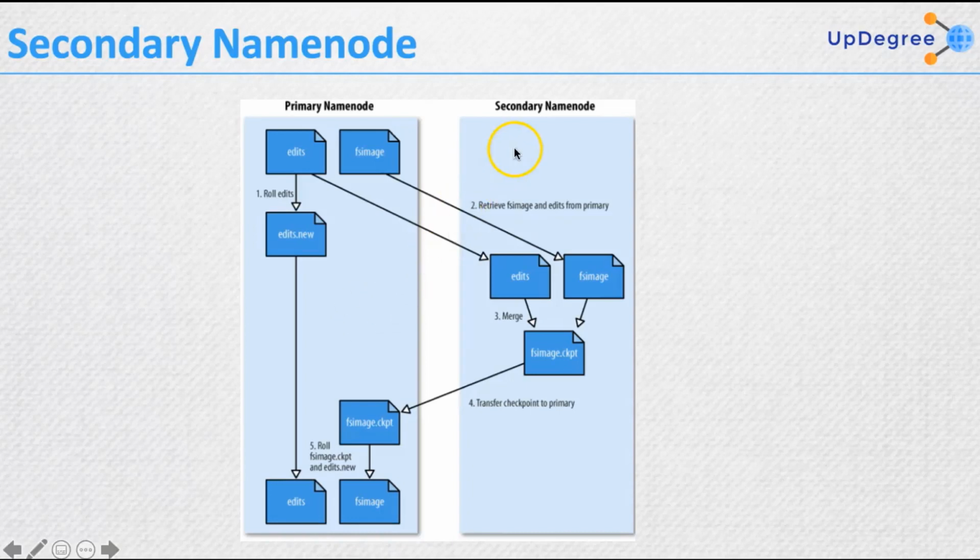But this is a manual task, therefore it is not considered a good idea to use the secondary name node in the Hadoop ecosystem, and therefore 2.x changed this and it is continued with 3.x as well. Alright, so this is what we have in this session, and in the next video we are going to take a look at an introduction to Hadoop 2.x.